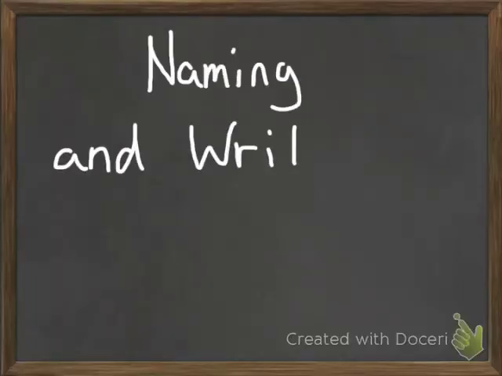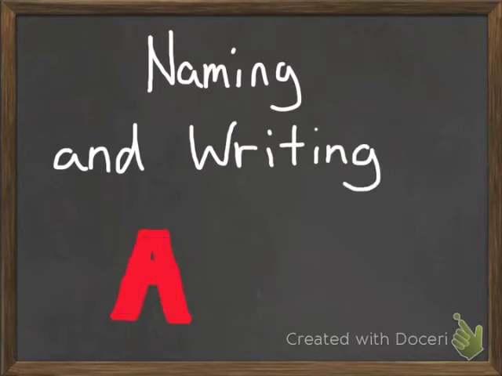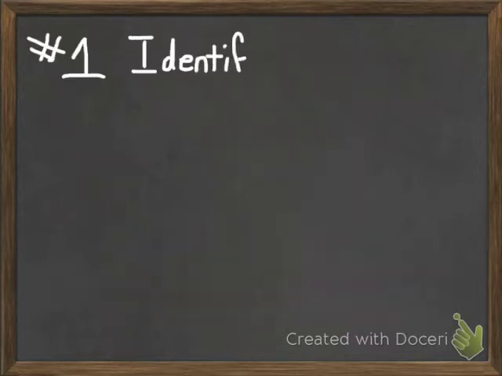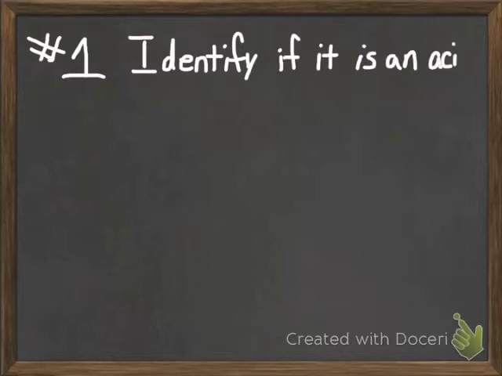So let's look at how we can name and write the formulas for acids. We're going to be naming and writing formulas for acids all year, and we'll be using acids in labs all year. So let's make sure that we can get this right. The first thing we need to do when naming or writing the formula for an acid is to identify that it is an acid.